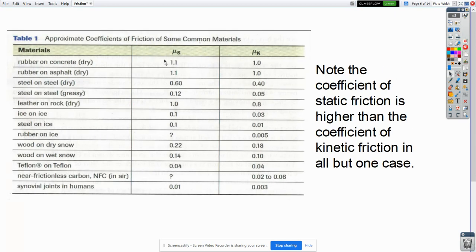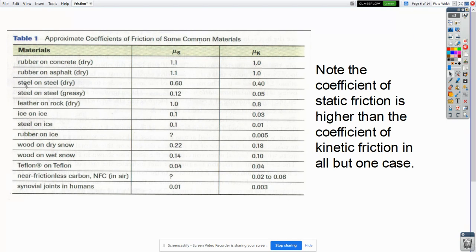This is a table of coefficients of friction. So rubber on dry concrete, like the sole of a shoe on dry concrete, has a static coefficient of friction of 1.1, and a kinetic of 1.0, the static being higher than the kinetic.